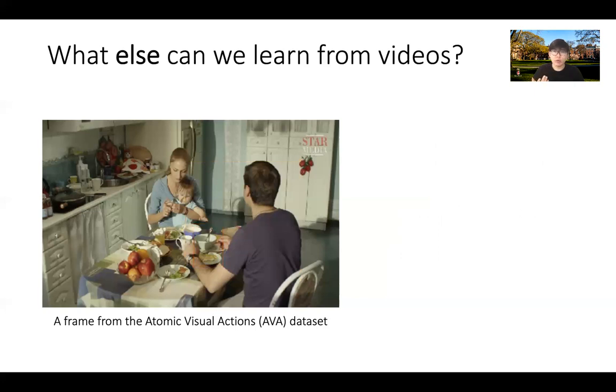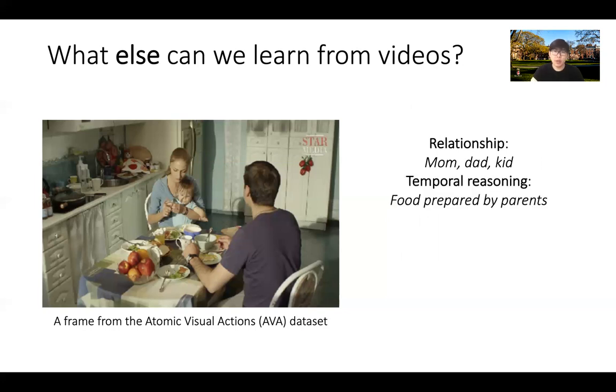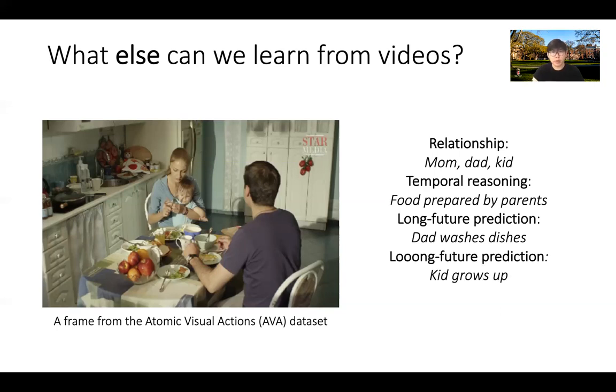Examples of those concepts are the relationships of the different actors, which we may be interested in. And some longer-term temporal reasoning, such as that in the past, the food should have been prepared by the parents. And some long future predictions, such as after the meal, the dad is likely to wash the dishes, and we can go even longer and longer. Besides that, those concepts are more abstract, and as a result, harder to annotate.